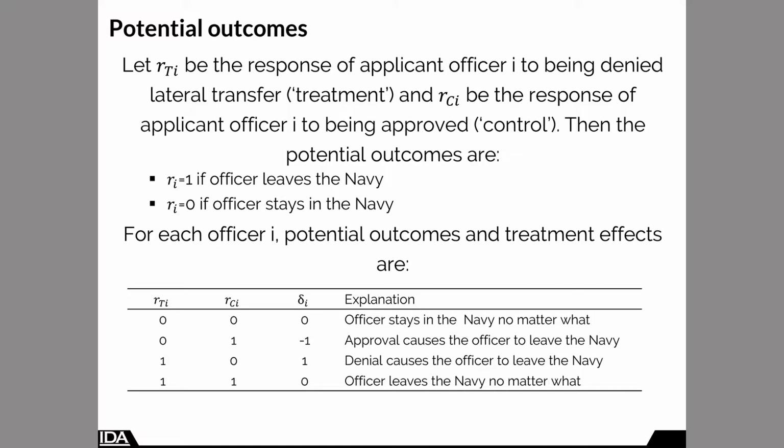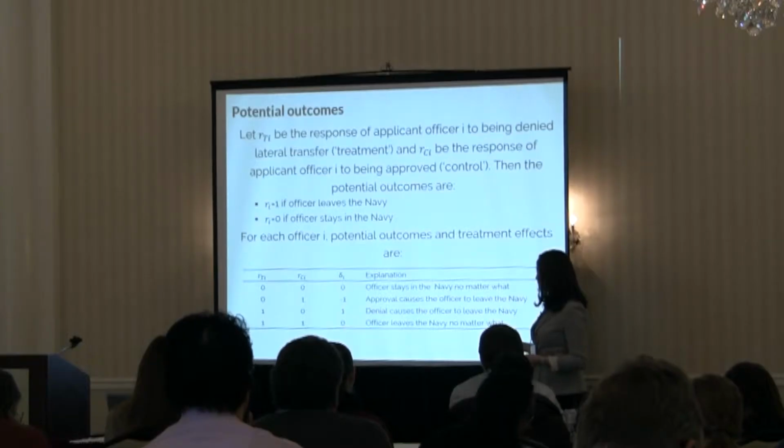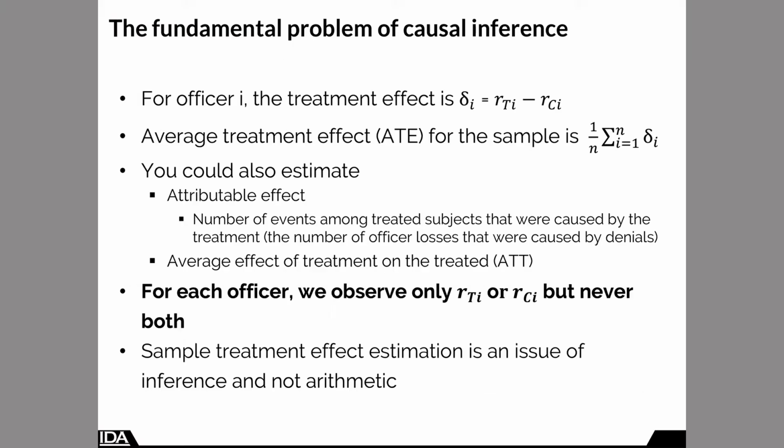Okay. So in other words, each officer has two potential outcomes. Their reaction to treatment and their reaction to control. Their retention decision if they get denied, and their retention decision if they get approved. And the difference between them is the treatment effect. And the problem, called the fundamental problem of causal inference, is that for each person, you only observe one of those. You never get to observe both, right?